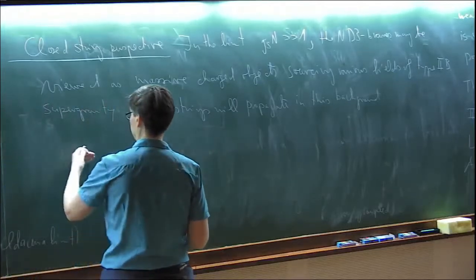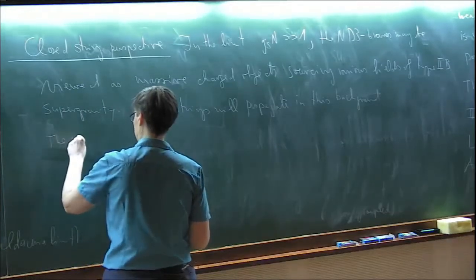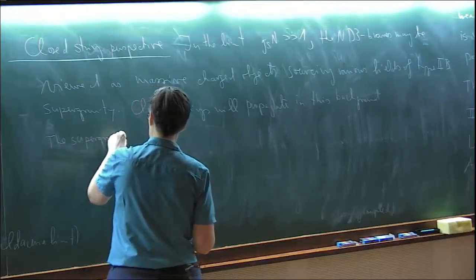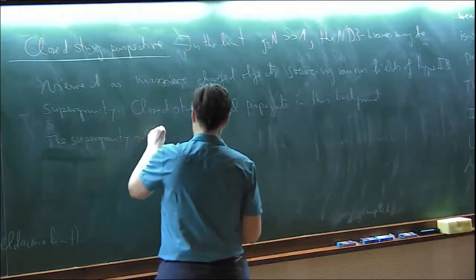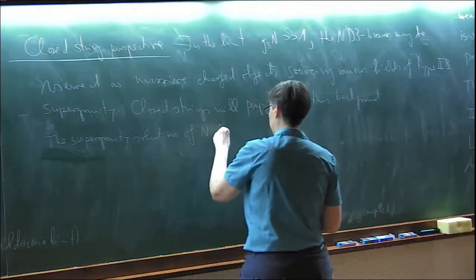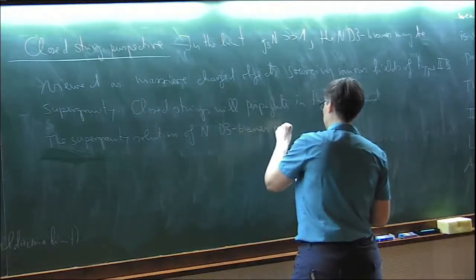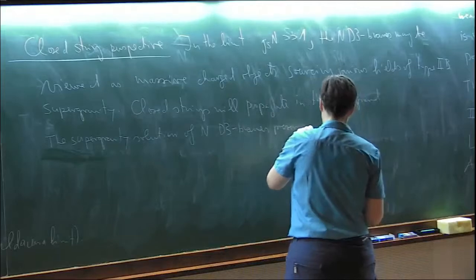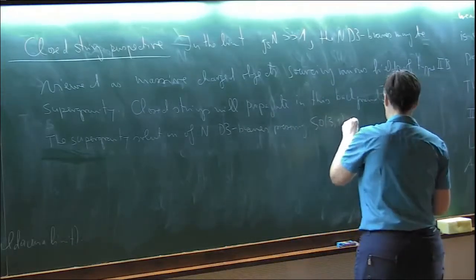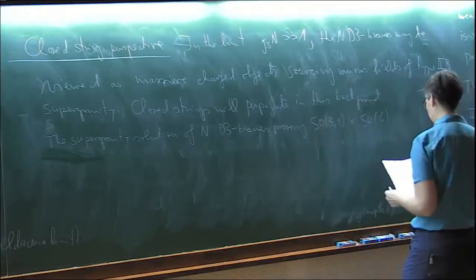Okay, so the supergravity solution of N D3 branes preserving SO(3,1) times SO(6). Now this is the Lorentz group in 3 plus 1 dimensions.